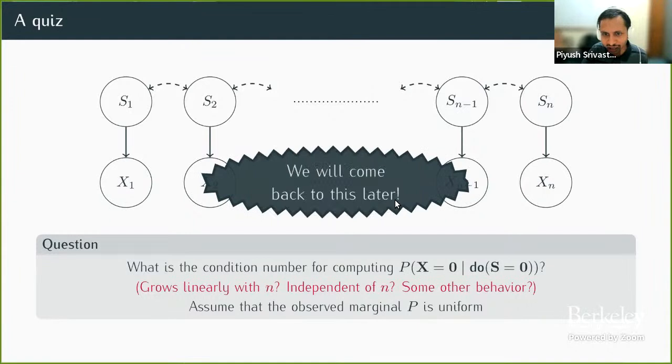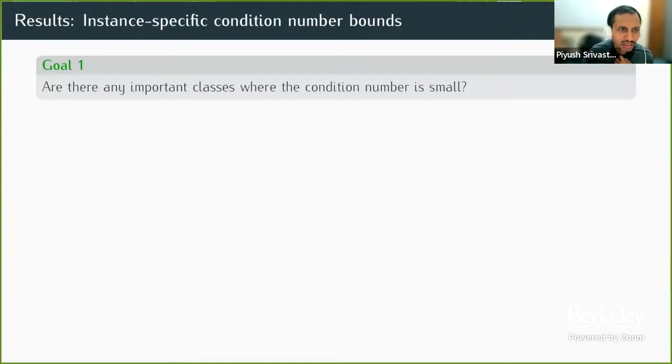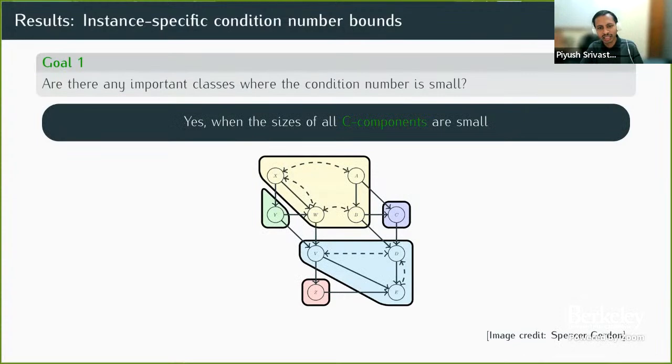So to come to the result, the first question we ask is, are there any important classes where the condition number is small? So there are, and in particular, one nice class turns out to have not too bad condition numbers. Recall that a C component in such a semi-Markovian model is a component like one of these, like the yellow one. If you just look at the bidirected edges, which are the hidden edges while ignoring the hidden variables, the C components are the connected components induced by those bidirected edges. So in this case, A, X, Y, W, B are connected because you can go from A to X, X to W, W to B, just following the hidden edges. So that's what a C component is.